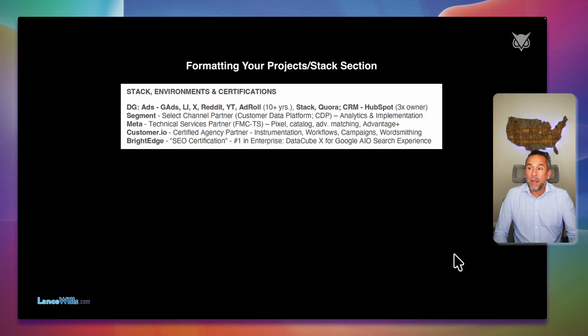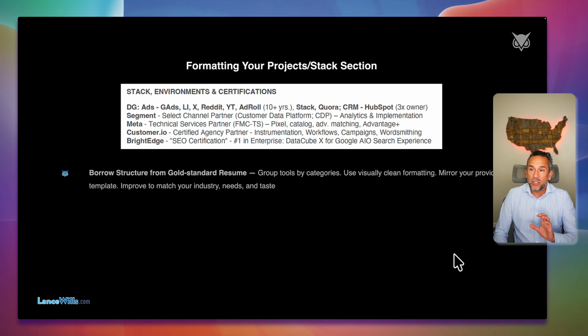So let's talk about formatting your projects or stack section. Again, this is just a starting point. You'll see here stacks, environments, certifications. For marketing, we have demand generation and various ad platforms. CRM is an important one for marketing, perhaps sales, etc. Familiarity with the CRM, you're going to be working in it on a daily basis, so that's pretty important. Indicating here, wow, they've been a 3x owner for the organization of that platform, that's very, very powerful. And then below that, certifications. Again, just a starting point.